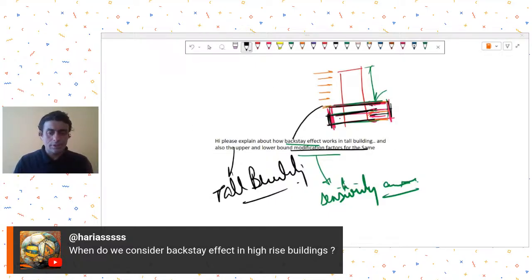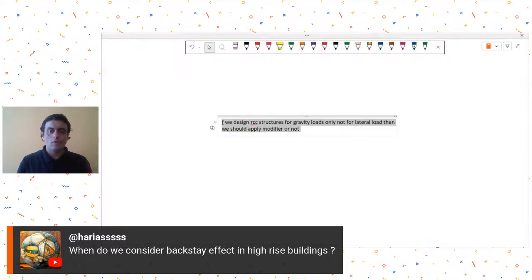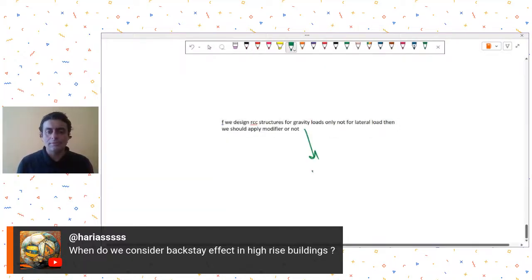Then the next question is from engineer Sudarshan Patil. If we design RCC structures for gravity load only, but not for lateral loads, then should we apply modifiers or not? Yes. For ultimate load analysis, you are still required to apply modifiers.